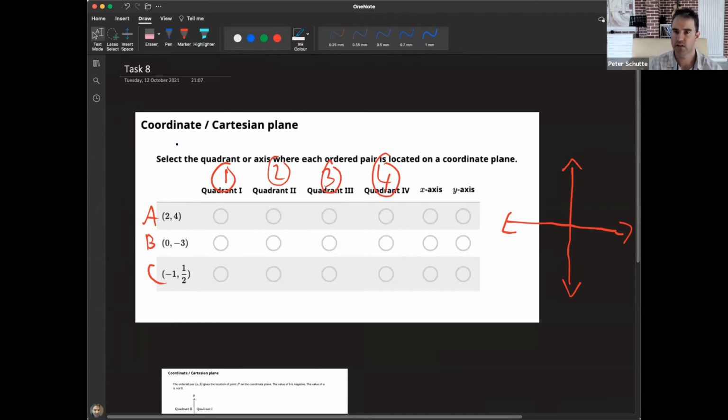Okay, so Arson's locked in his answers. Asonge, Matando. I'm going to wait a little bit longer because this is a tough question. So which quadrant or on which axes would these end up? So most of you have said 2, 4. I think you've kind of got that. So this one is going to be in quadrant 1.